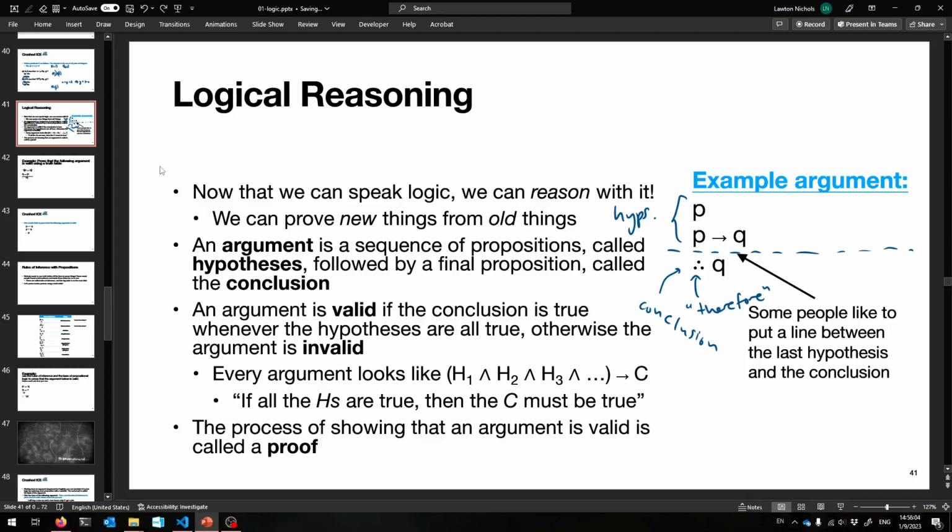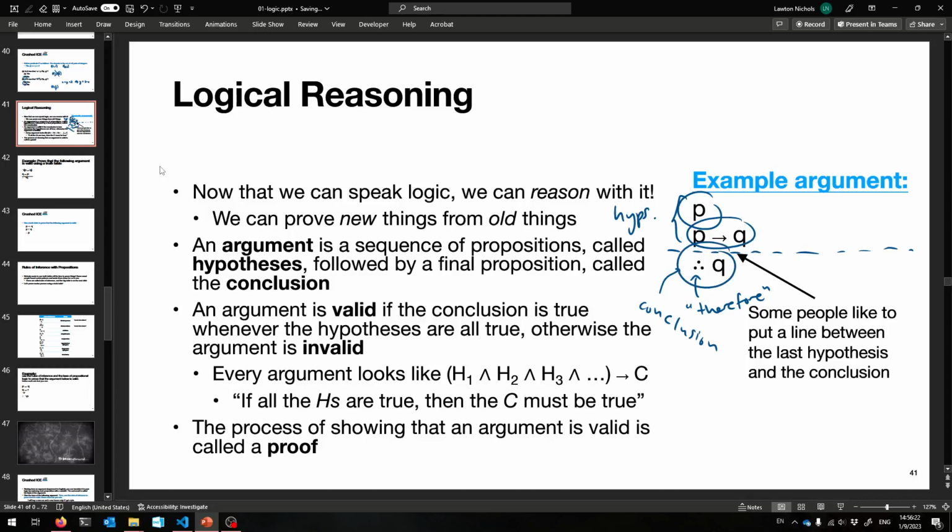So that's the idea. And we can talk about these arguments. We can prove them. We say an argument is valid if the conclusion is true whenever the hypotheses are true. So under the universes where this is true and this is true, maybe it's not true in real life, but assume that these two things are true there, and show that this is true.